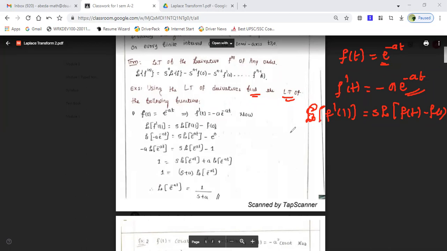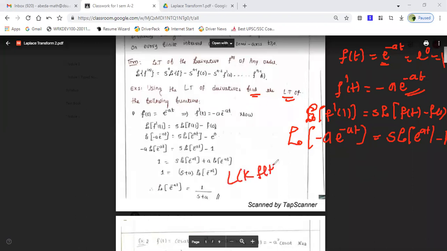This is the L of f dash of t. F dash of t means minus a into e to the power minus at is equal to s of L of f of t, it is e to the power minus at, minus f at the point of 0. So if I put t is equal to 0 here, this is e to the power 0, which is equal to 1. So here I'll write directly 1. Now clearly you can see this is of the form Laplace transform of k into f of t. So by using the linearity property, I can write this as k into L of f of t.